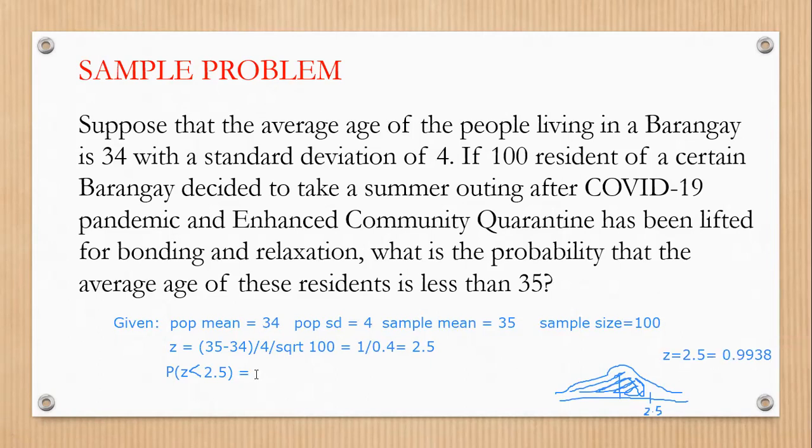So therefore, finding its probability, it's the same since it requires this region, 0.9938. Okay? Or it can also be equal to 99.38%. So answering the question, what is the probability that the average age of this residence is less than 35, then it is equal to 99.38%. Okay?